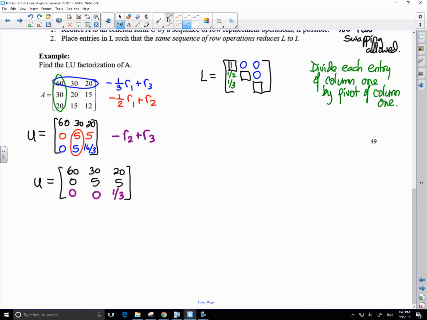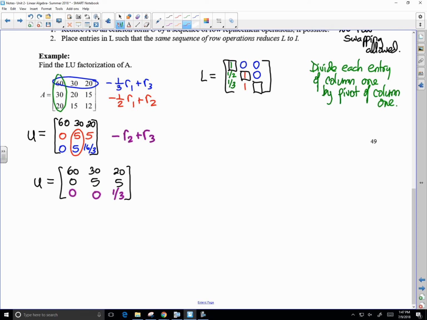All right, so that's where the wording of the process kind of falls apart, because it's like divide each entry by the pivot value of column 2. Well, that's not really true, because I'm not dividing the 30 by the pivot value, because that went to 0. So it's only the relevant values. So that's where things get a little kooky.